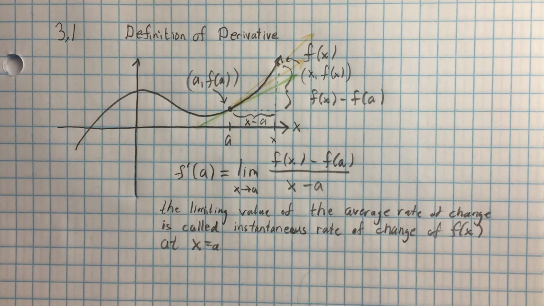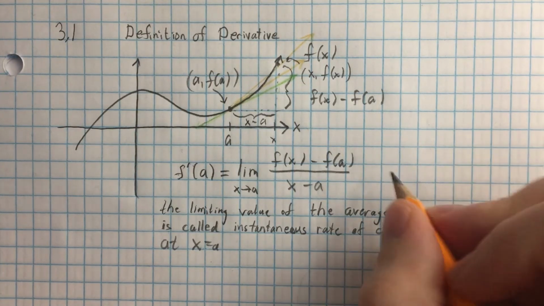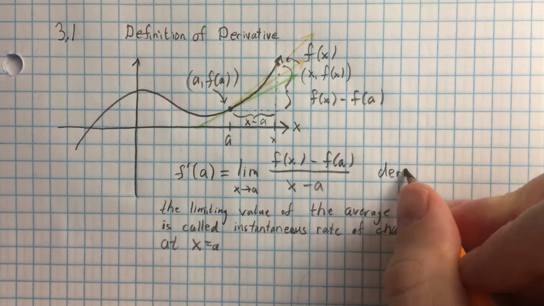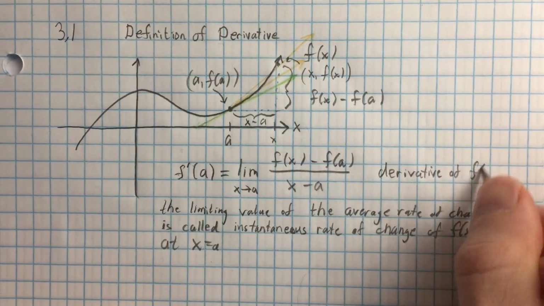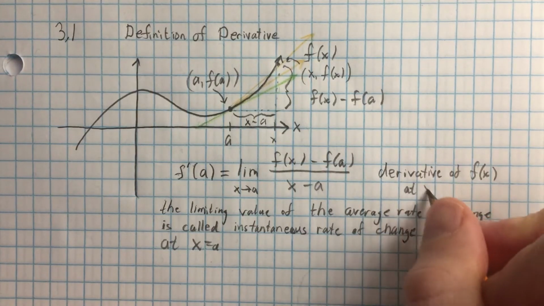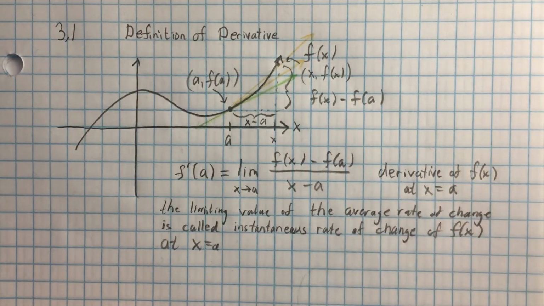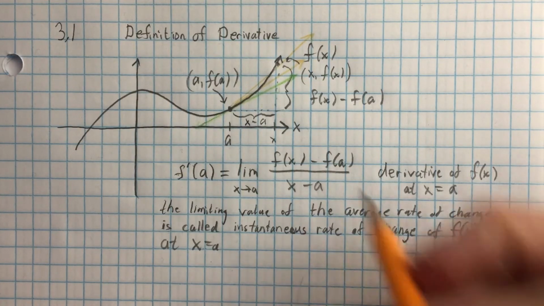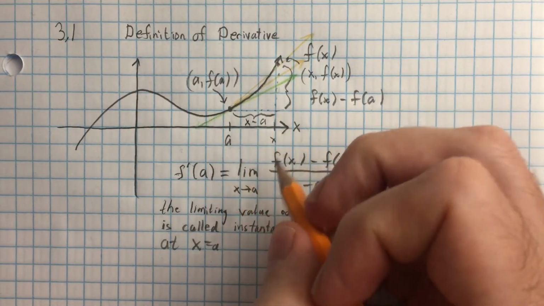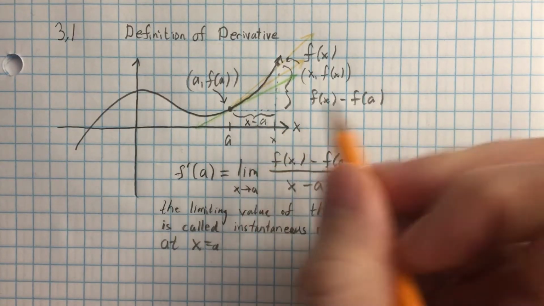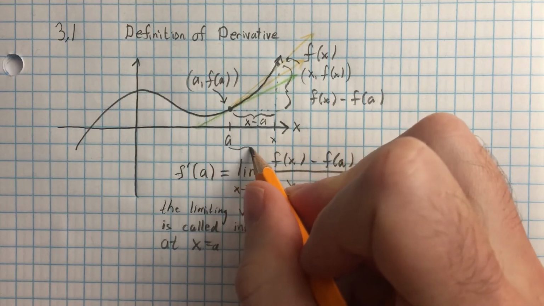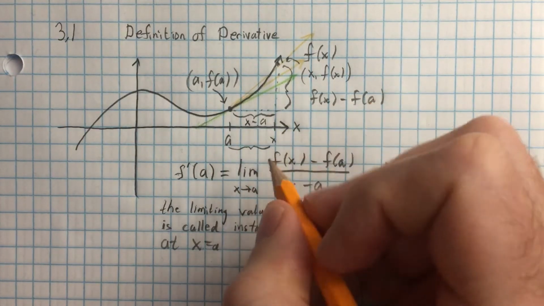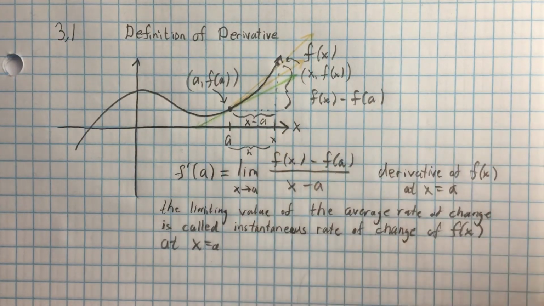Now, so this is our derivative. Derivative of f of x at x equals A. Okay? There's another way to represent this. If we make x minus A equal to h, right? So this distance here, we will give a new labeling to. We'll call it h. Okay?